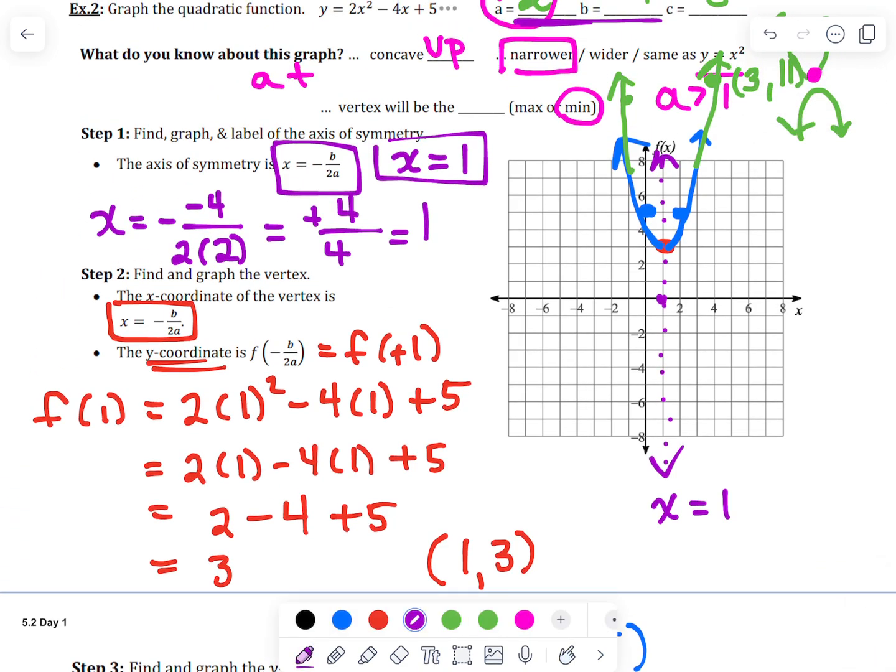So the purple line is your axis of symmetry. This red point here is your vertex. Over 1, up 3, that's your vertex. This point here is our y-intercept. Those are the important points to this graph. And then we found some additional points. We reflected it to get that point, and then we evaluated the function.